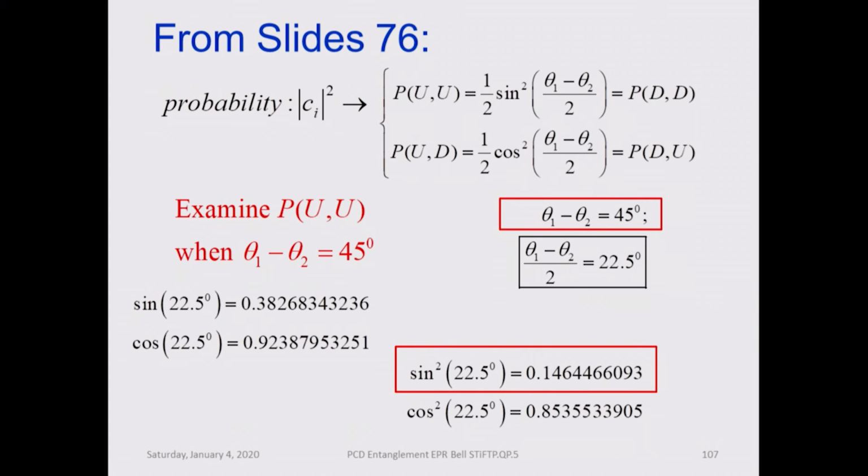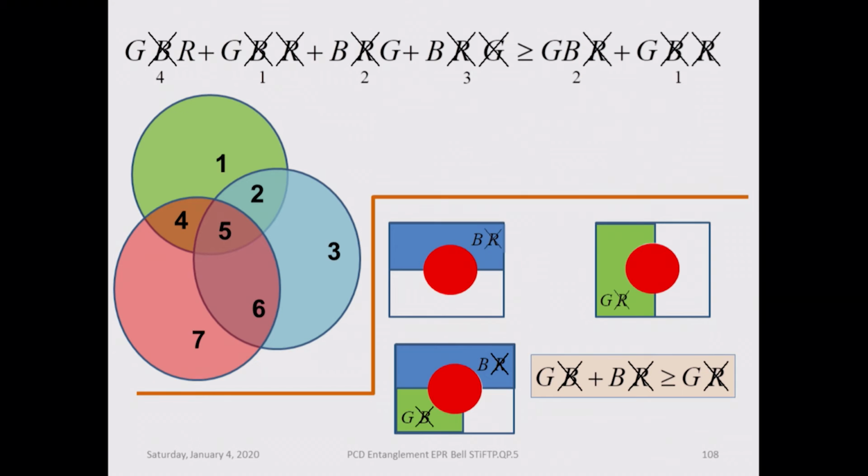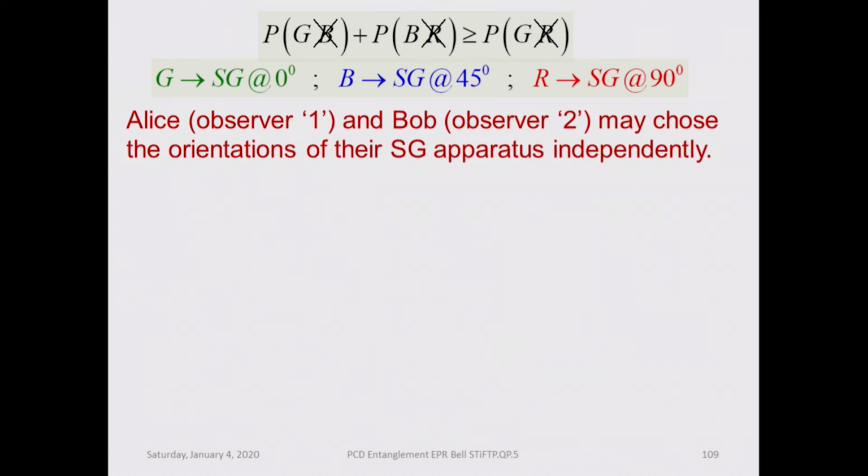All this is just 10 seconds on your calculator, but the correlations predicted by the local hidden variables and the counterfactual thinking is this, that the probability of pass green not blue plus the probability of blue not red must be greater than or equal to the probability of green not red.